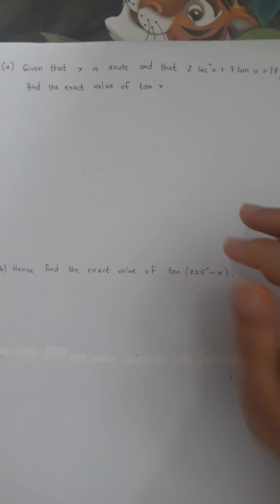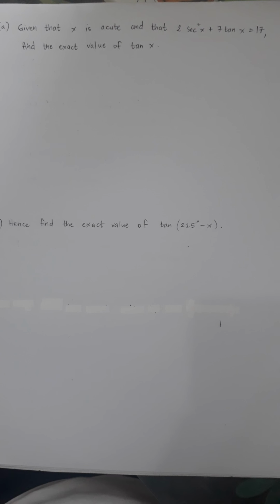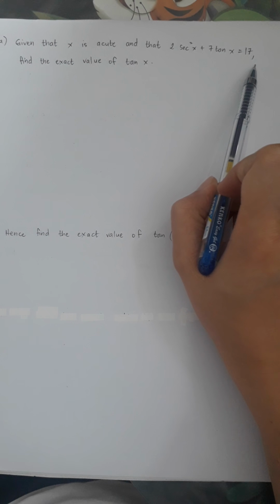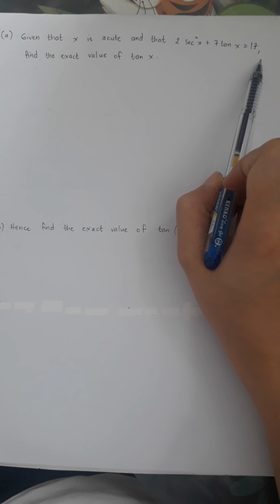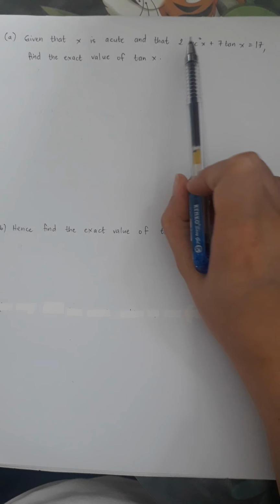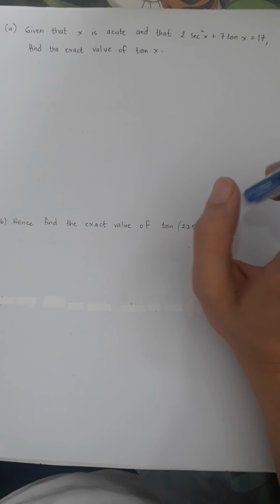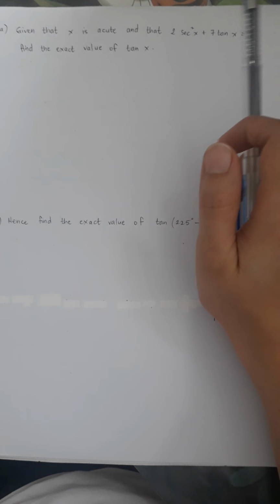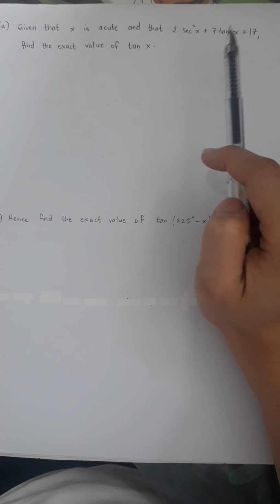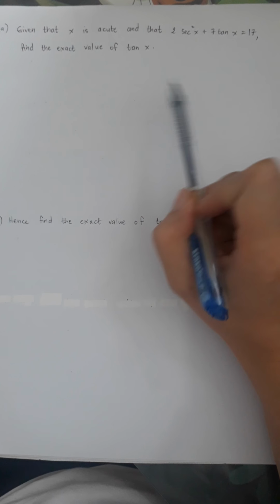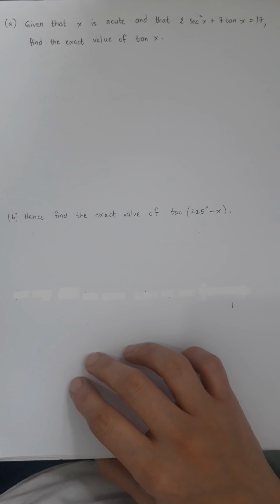Okay, so let's start with part A. So how do we do this? This is an equation consisting of two different ratios. We have secant and tangent. So again, how do we solve trigonometric equations where we have two different ratios? We need to find a way to make it into a single ratio only. And that will be done using identities.